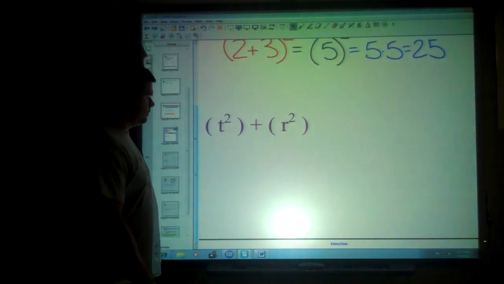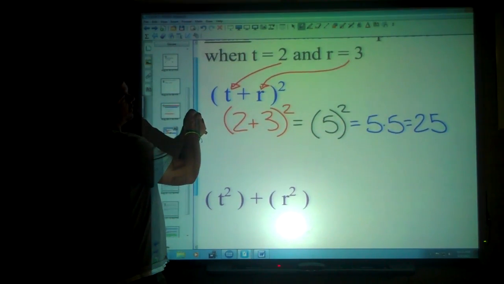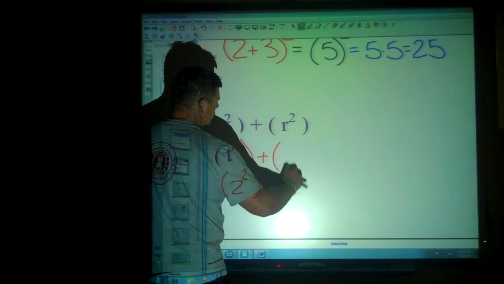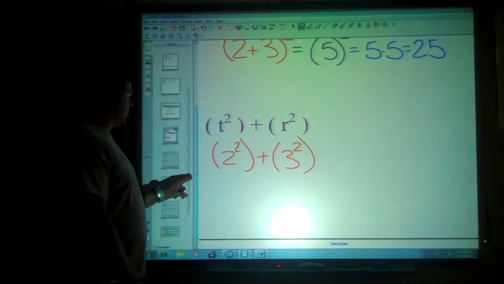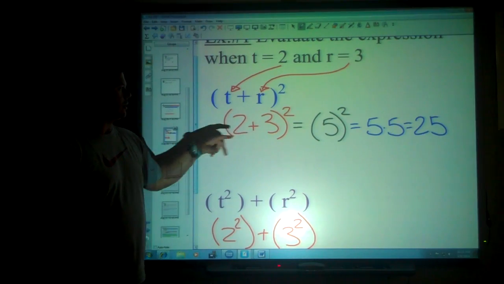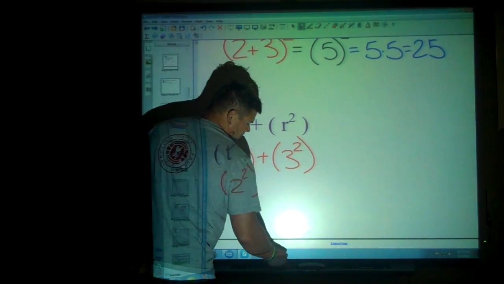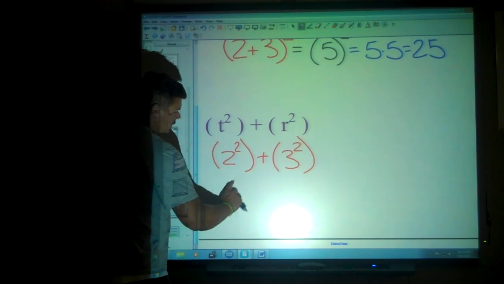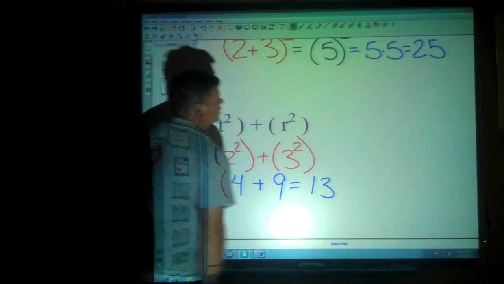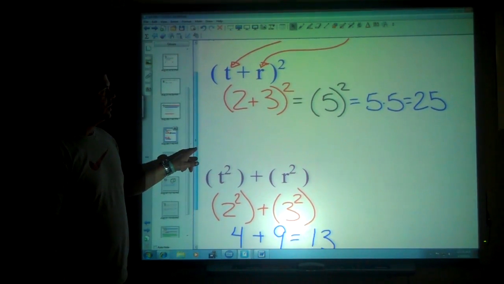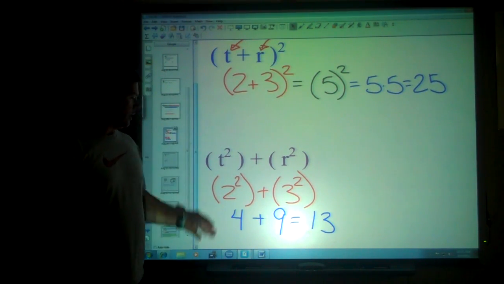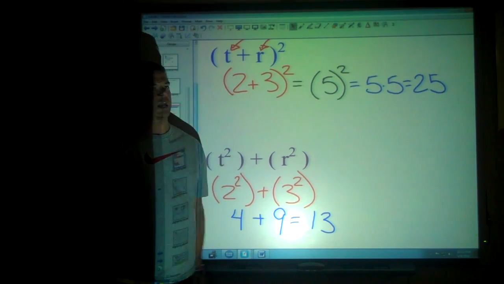Alright, another one. Again, t is still equal to 2 and r equals 3. So now we have 2 squared plus 3 squared. Now some people will say, well, that's going to give the same answer because you had t plus r, and they're both being squared. Well, maybe, we'll see, we'll find out. 2 squared is 4, 3 squared is 9. I'd say 13 is a different answer than 25. So as I mentioned before, if you have the 2 on the outside with addition here, do not give each of them that square. That's essentially what this was. It will produce a different answer.